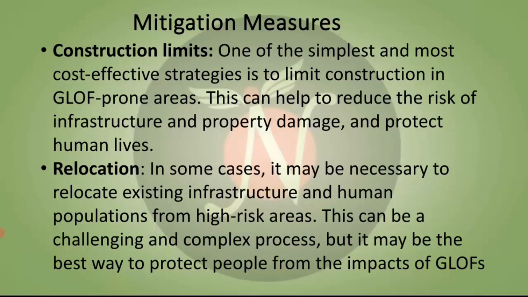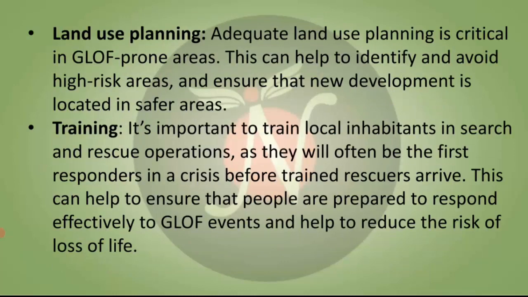So what are the mitigation measures? First is construction limits. One of the simplest and most cost-effective strategies is to limit construction in GLOF-prone areas. This may help reduce the risk of infrastructure and property damage and protect human lives. Second is relocation. In some cases, it may be necessary to relocate existing infrastructure and human populations from high-risk areas to low-risk areas. This can be a challenging and complex process, but it may be the best way to protect people from the impact of GLOFs, just like we are doing in the case of Joshimath.